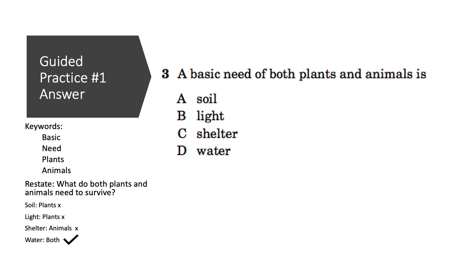A basic need of both plants and animals is A. Soil, B. Light, C. Shelter, D. Water. Well, since I know my keywords are basic need, plants, and animals, and my restated question is, what do both plants and animals need to survive? Well, I'm going to go through each of these, and do animals need soil? No, they don't need soil. Do animals need light?